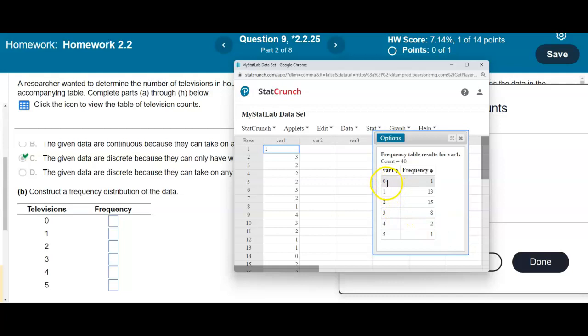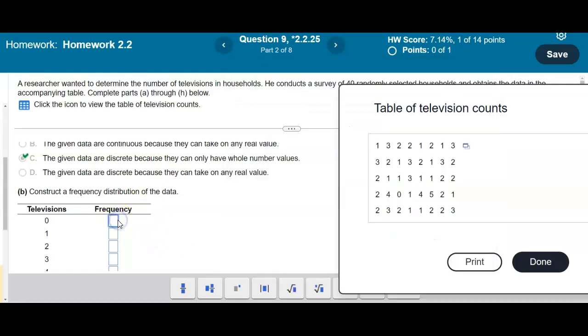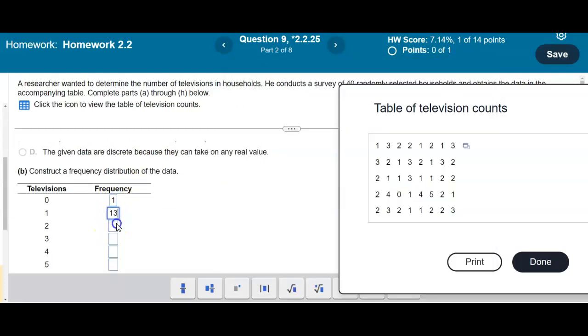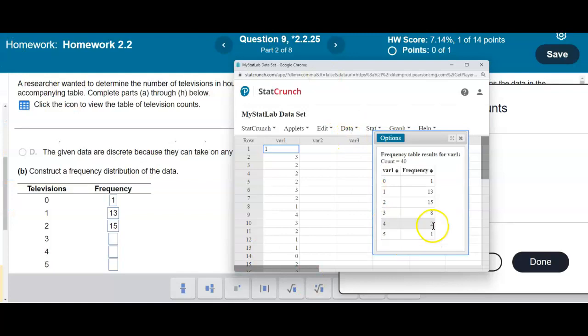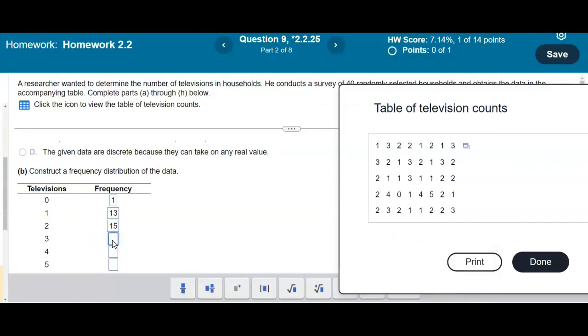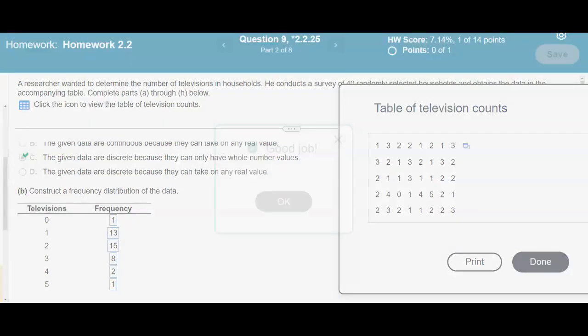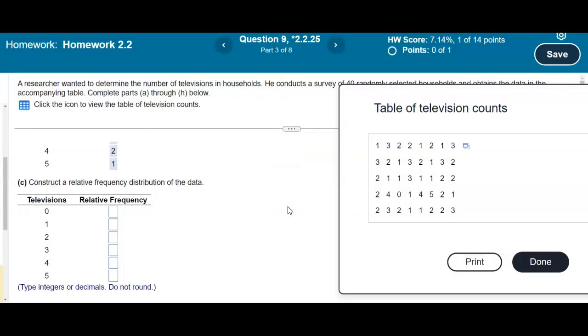So for 0, we have 1. For 1, we have 13. And for 2, we have 15. So 1, 13, 15. And let's take a look at the next. Then for 3, 4, and 5, we have 8, 2, and 1. So we have 8, 2, and then 1. Now let's check our result. And there is our answer.